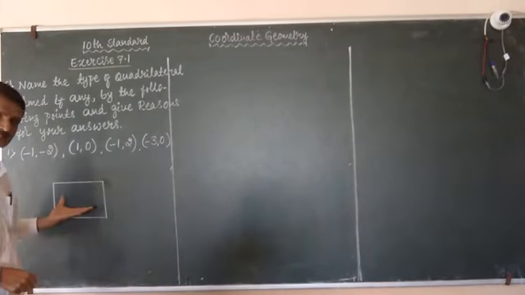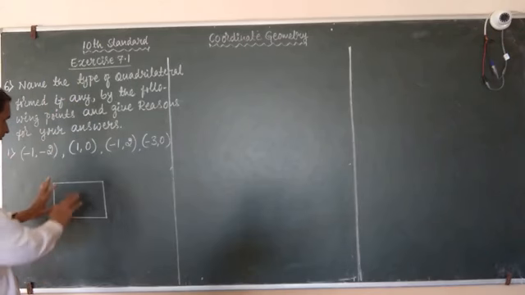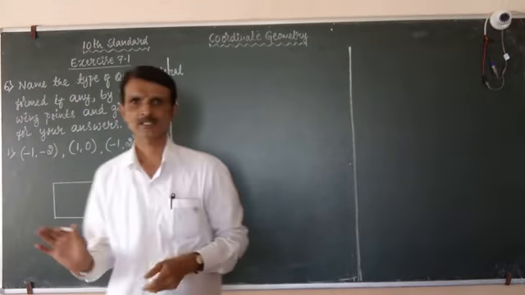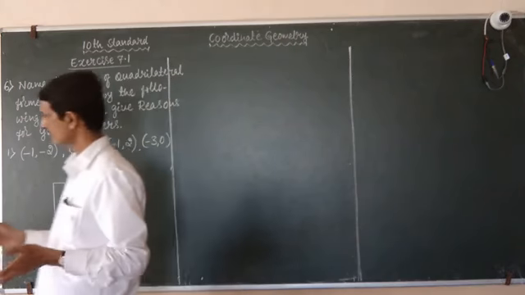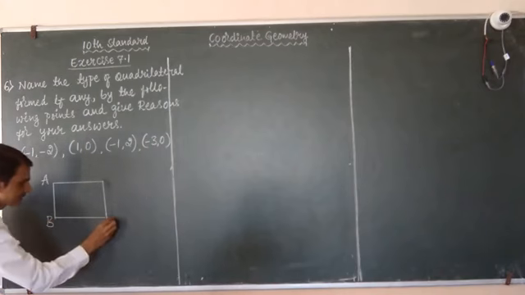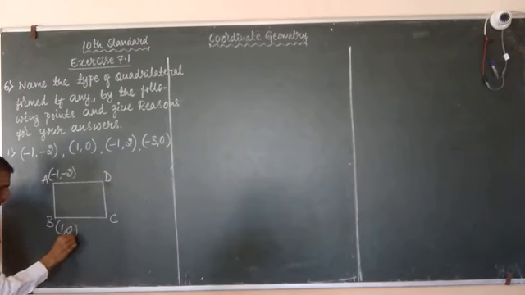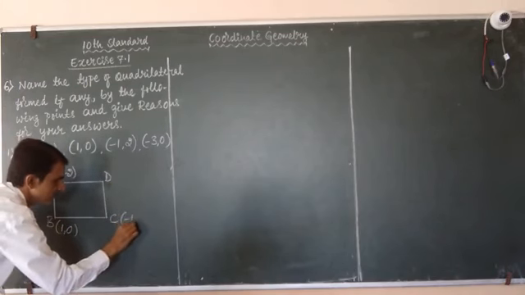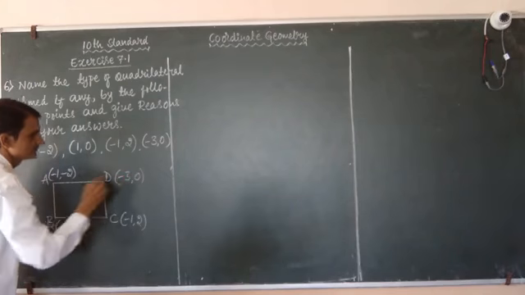Now, students, we shall draw a rough sketch. It is not necessary, but since it is a quadrilateral, I have drawn a quadrilateral type of plane figure. We will take it as points A, B, C, D. A of -1, -2, B of 1, 0, C of -1, 2, and D of -3, 0.